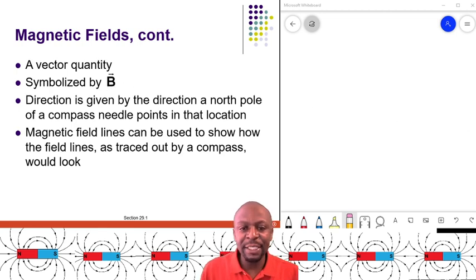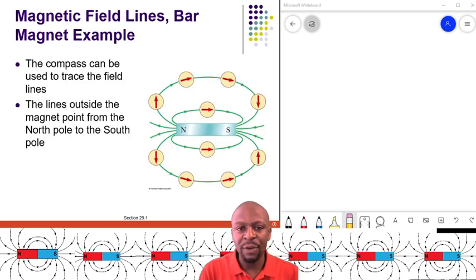Now, the direction is given by the direction of a north pole of a compass needle pointing in that location. Magnetic field lines can also be used to show how the field, as traced out by a compass, will look. As I've shown you, the magnetic field will always be pointing from north to the south pole.